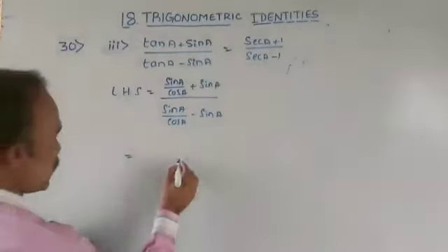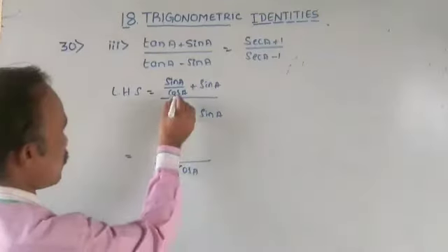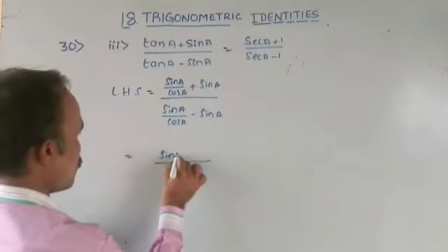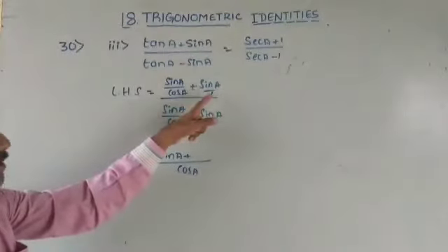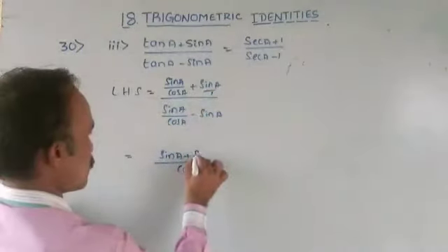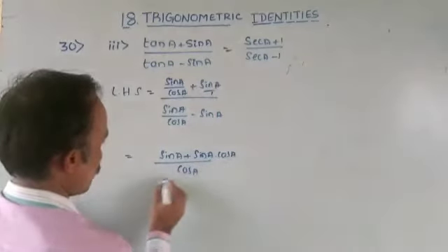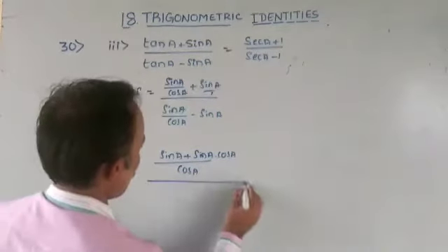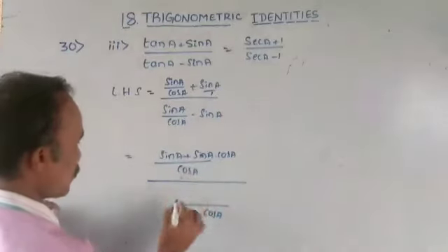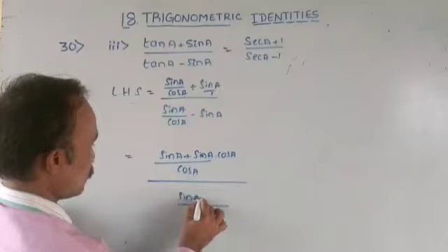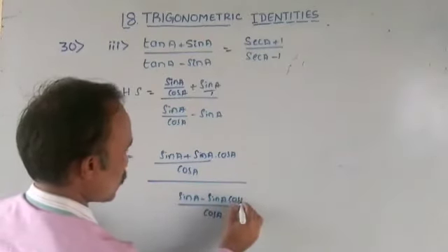So this is equal to, take LCM. Cos A is the LCM. So cos A gets cancelled, so remaining sin A plus, here denominator 1. Divide cos A by 1, what you will get? Cos A into numerator, that is sin A into cos A, whole divided by, here cos A is the LCM. Cos A gets cancelled, sin A minus, here what you will get? Sin A into cos A.